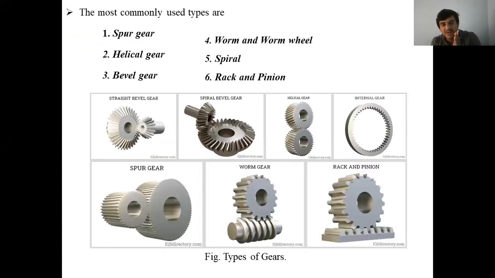Okay, next slide is visible. Please check the most commonly used types of gears. Please give me a response. Visible, sir.